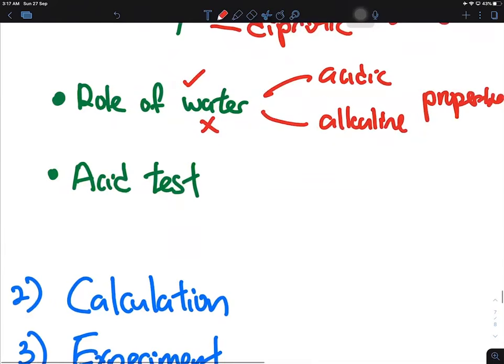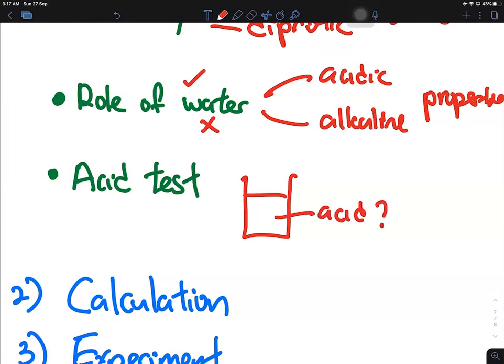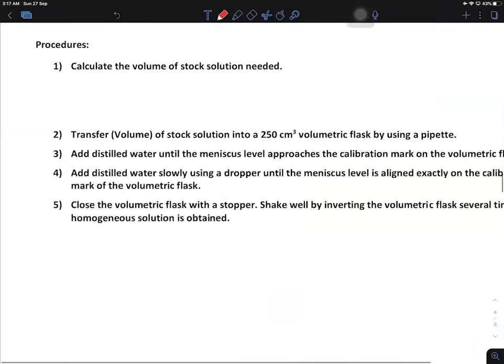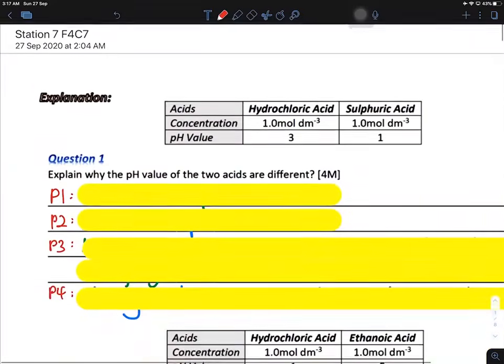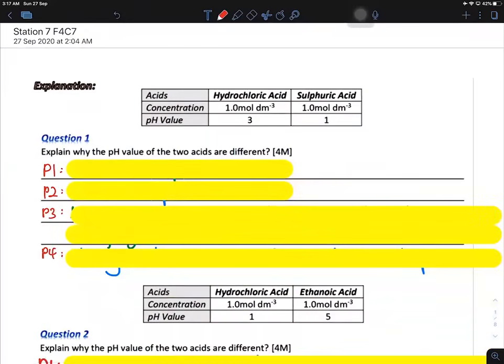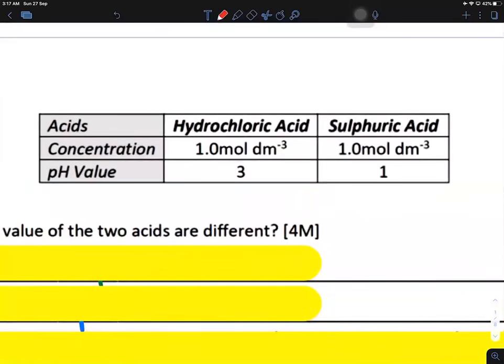So acid test means how can you test acid? That means you want to know whether this chemical substance is acid or not. What is the chemical test that you can do? Okay, chemical test. Now, this page number 1. Okay, first explanation question. So it gives you this table. It shows that there is hydrochloric acid and sulfuric acid. So you can see that their concentration is the same, but they have different pH values. So you got to explain why.